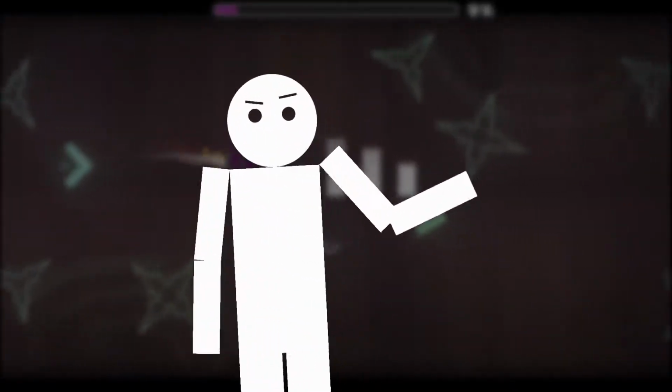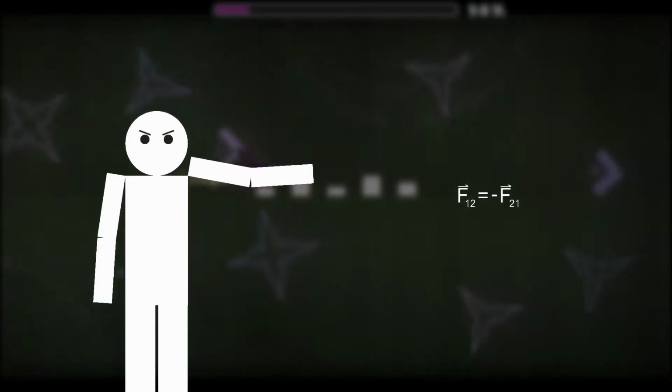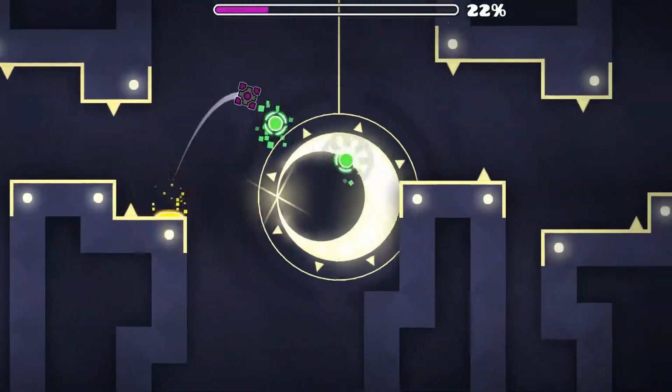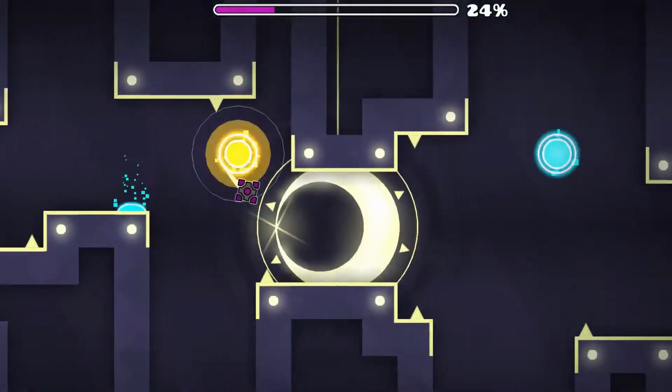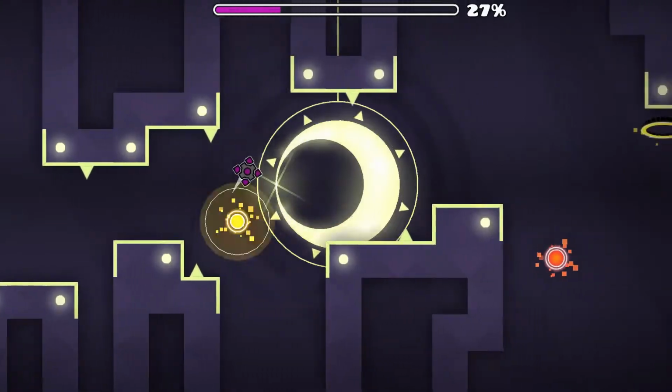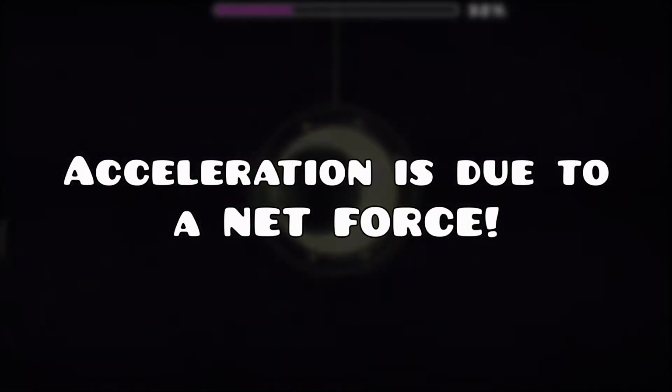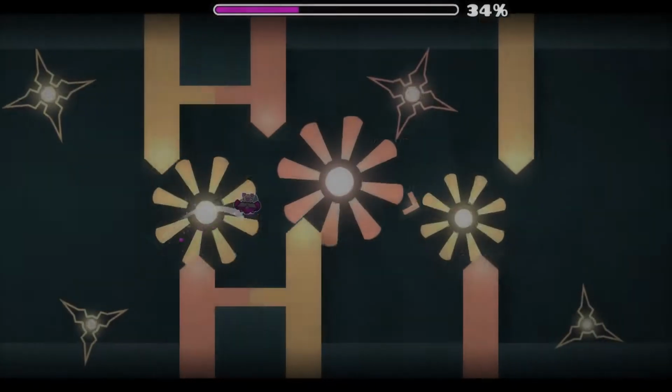But how can objects accelerate if the law of interaction states that there's always an opposing force? This is something that can baffle a lot of people. I know it used to baffle me a lot, but you have to keep in mind that the acceleration is caused by a net force, meaning the sum of all forces in a situation.